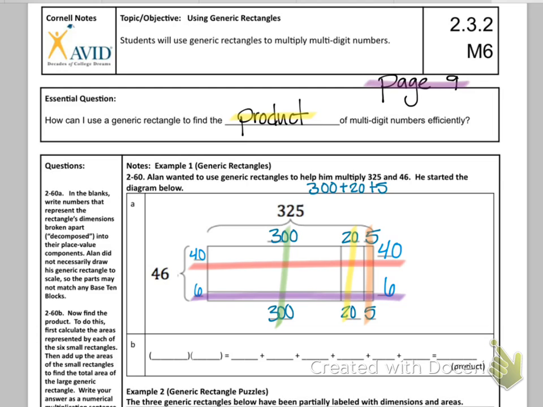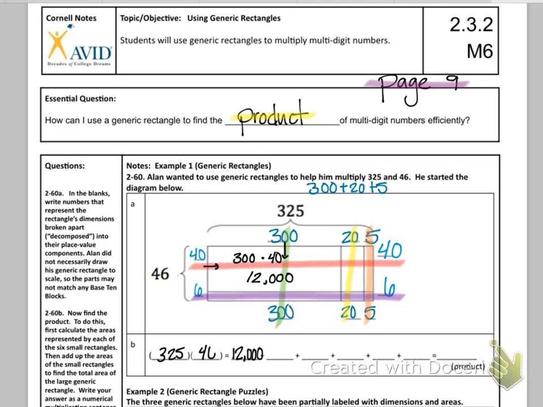Now you're just going to follow your colors or multiply your corners. When we look at this, in this first box, we are going to do the problem 300 times 40. When you pick up your calculator and put in 300 times 40, you are going to receive 12,000. We're going to transfer that value right down to the bottom.